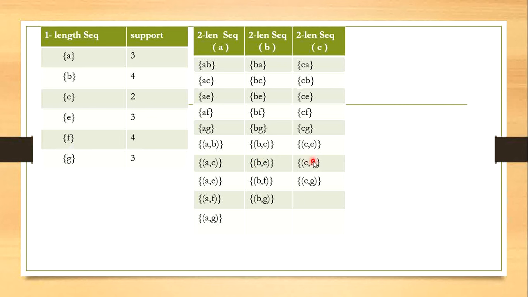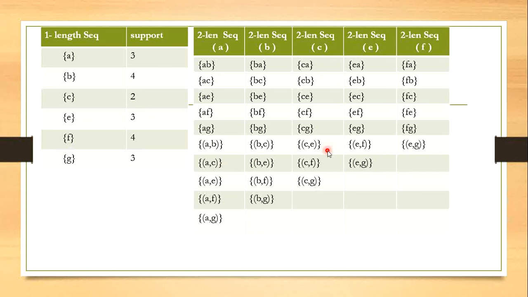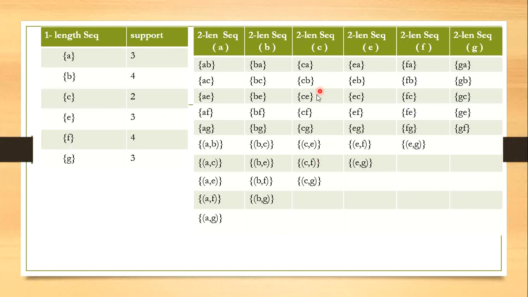So we are not generating it back with B. In the same way for C also, BC we are not generating and CA we are not generating within the same transaction, because CA and AC are the same and CB and BC are the same, which were already generated. In the same way we have generated for E, for F and for G. So these are the 2-length sequences with the frequent 1-length sequences. These are the possible 2-length sequences from this 1-length sequence.